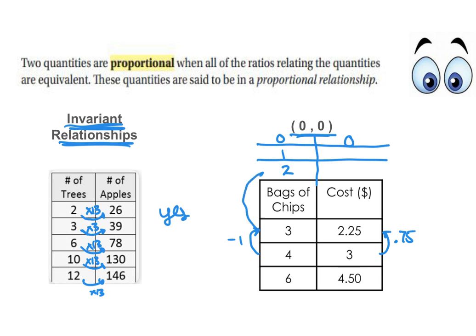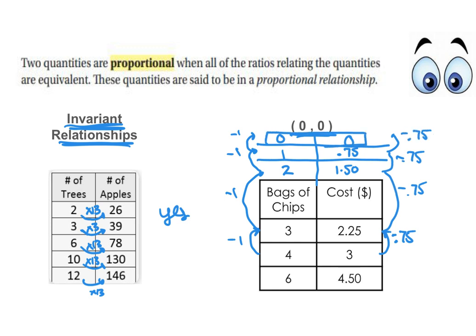Okay, so from 3 to 2, we take away 1. So that means on the other side, we need to take away 0.75. So I end up with $1.50. Now we take away another 1, and we take away another 0.75, and we end up with 75 cents. If we take away 1 final time, we end up with 0. And if we take away 0.75, we end up with 0. So you can see in this table, we end up with the 0, 0, meaning that this is an example as well of a proportional relationship.